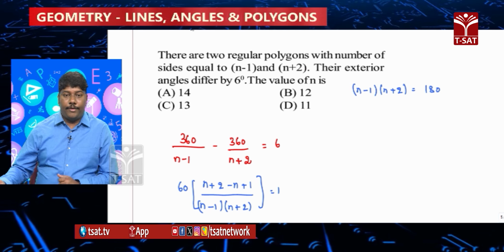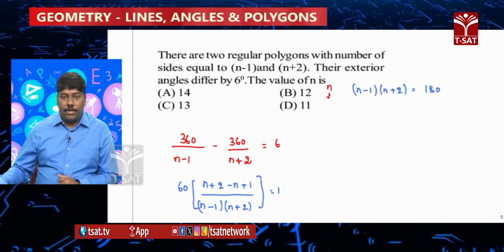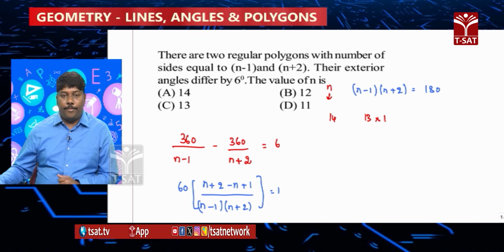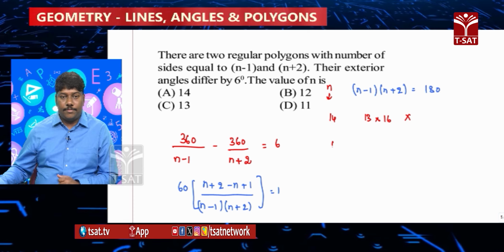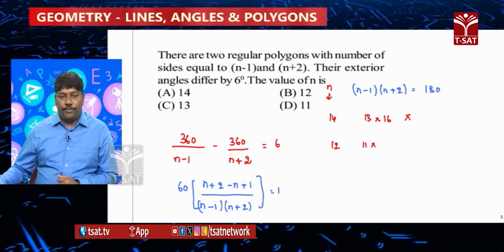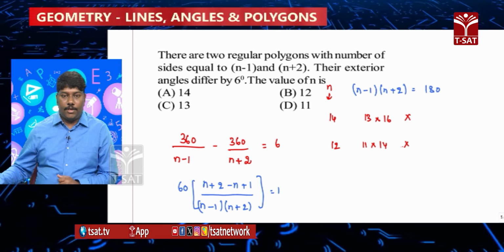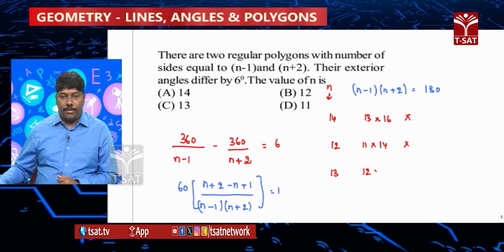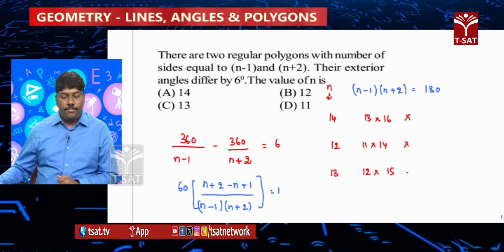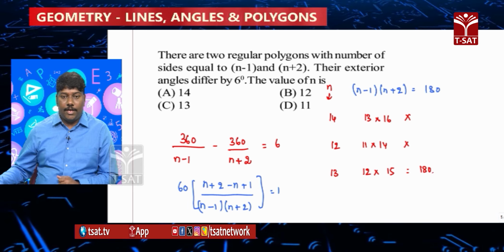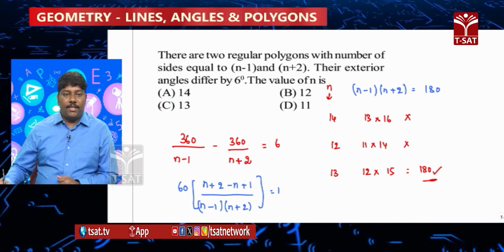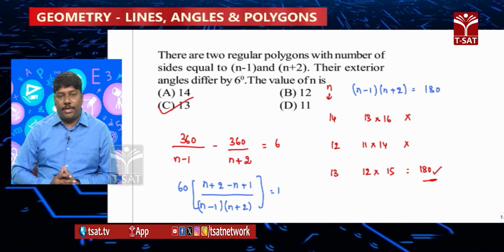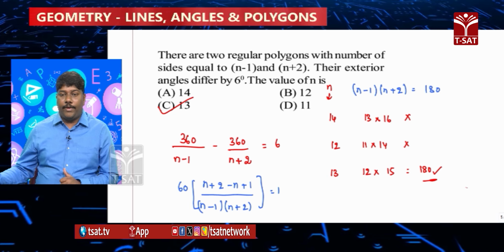Look at the value of n from the options. If n is equal to 14, we know 13 into 16 will not be 180. This is not the answer. Option B, 11 into 14 is not 180. 13, 12 into 15 is 180. So the answer is n value is 13. So rather than solving the quadratic equation, just substitute from the options so that you will get it quickly.